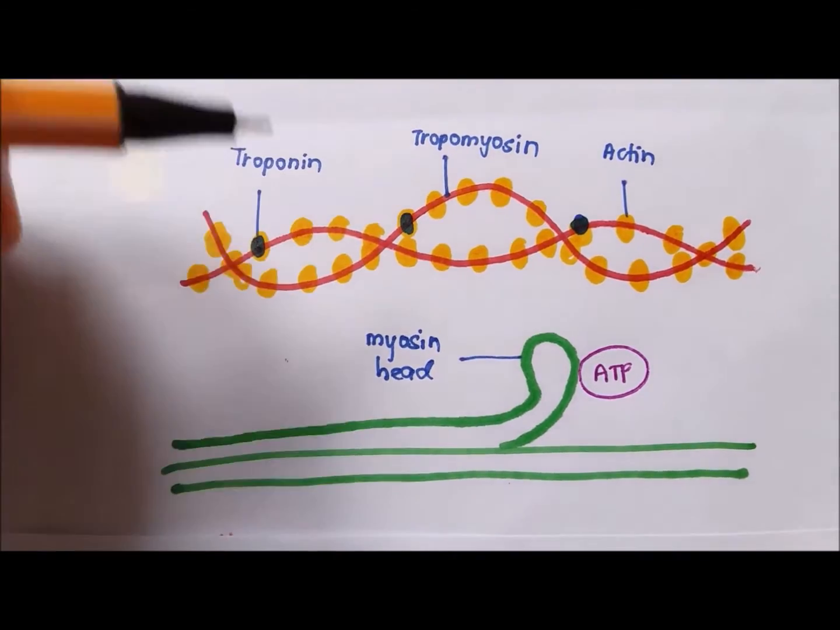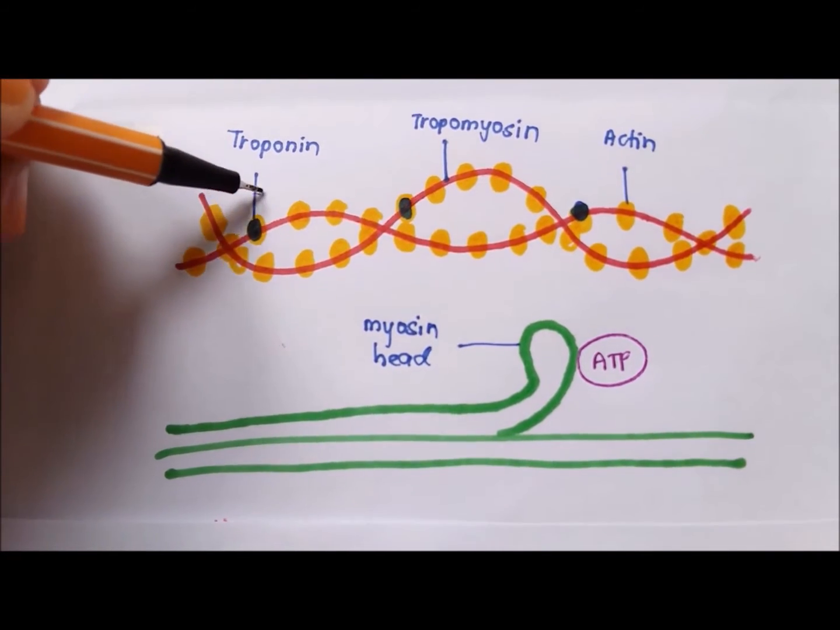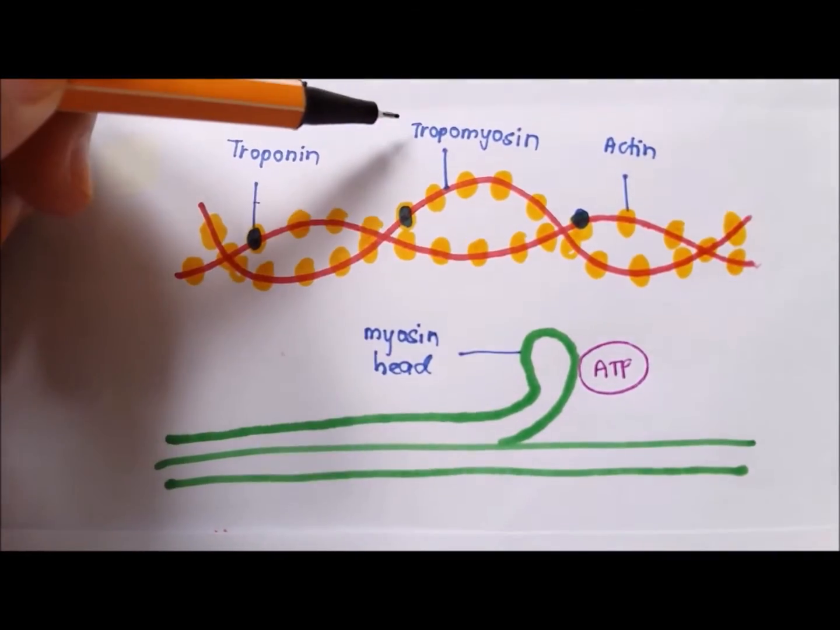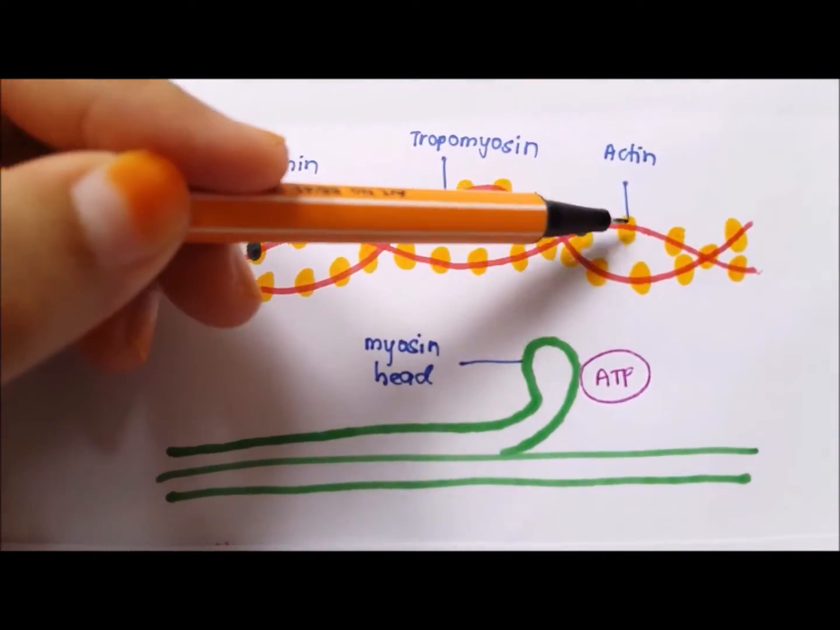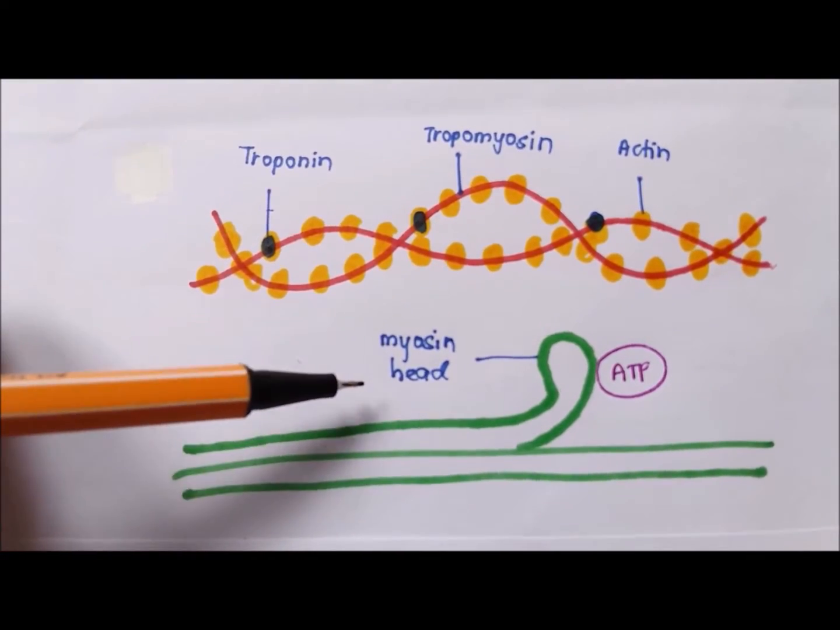Dear viewers, these are the structures that are involved in the contraction cycle. The blue color is troponin. The red line is tropomyosin. The yellow color is actin. And this green thing is known as the myosin head.